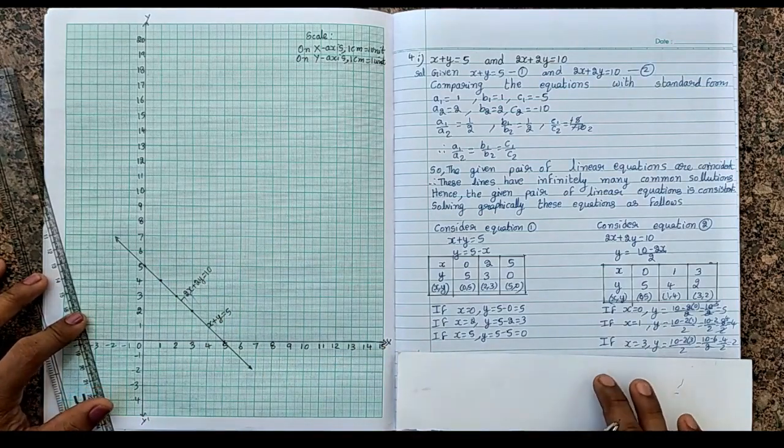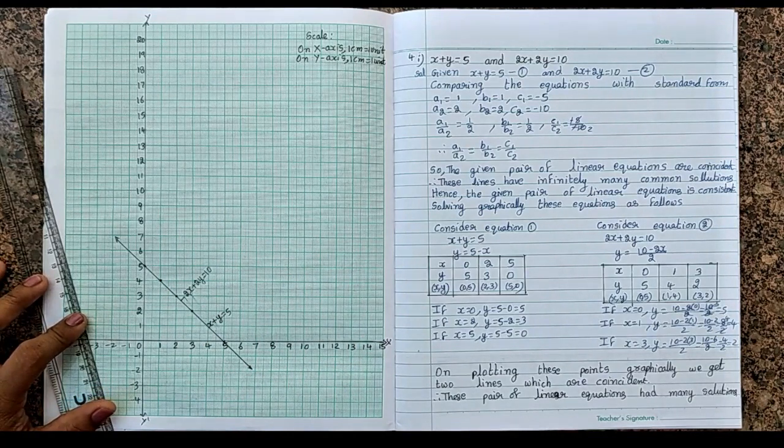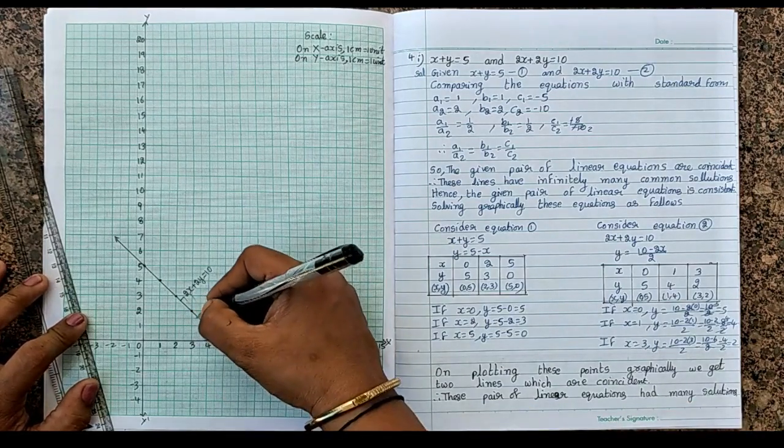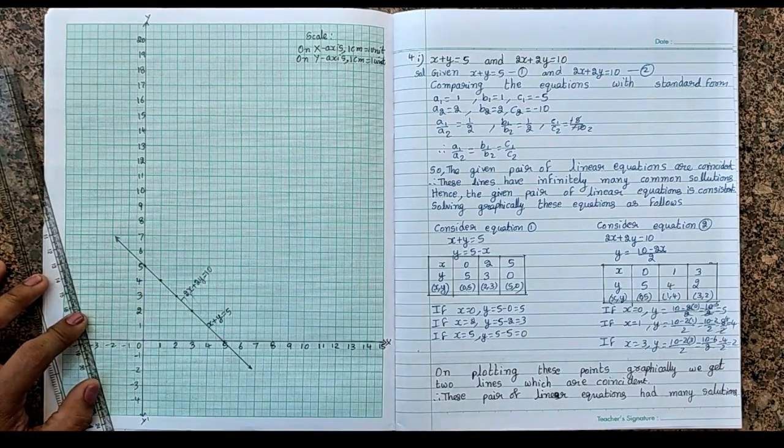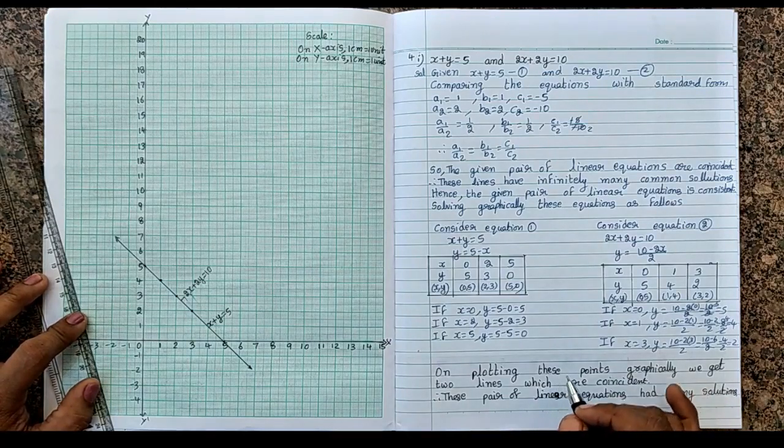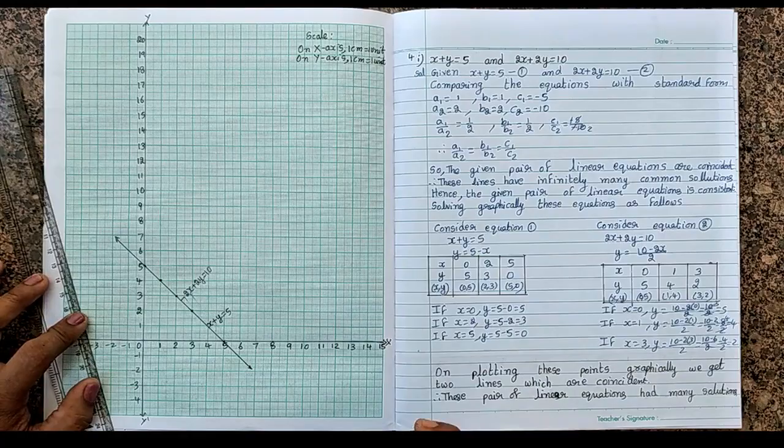Therefore, what can you conclude here? On plotting these points graphically, we get two lines which are coincident. This pair of linear equations has many solutions. See here, every point is a solution for these two lines, children. Therefore, they will be having infinitely many solutions.